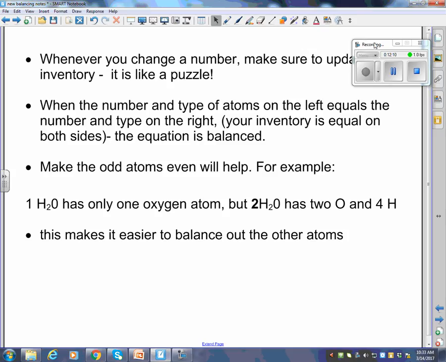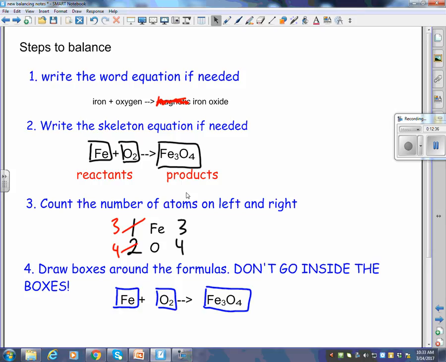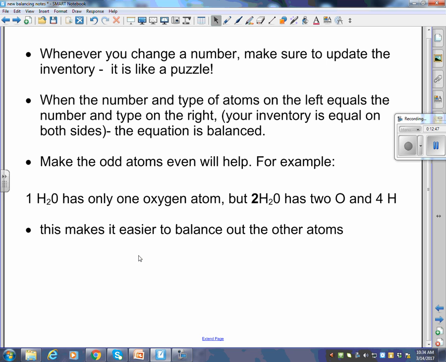Okay, here are some tips. Whenever you change a number, make sure to update the inventory. It's like a puzzle. When the number and the type of atoms on the left equals the number and the type on the right, your inventory is equal on both sides. The equation is balanced. Make the odd atoms even. It will help. For example, 1 H2O has only 1 oxygen atom, but 2 H2O has 2 O's and 4 H's. So when you get something like this, making them even definitely helps. This is sort of a rarity here because the 3 is on the right, but quite often that will help. It will make it easier to balance the other atoms because they're all even.